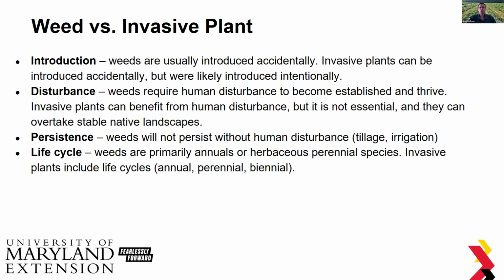Another thing is disturbance. Generally, ag and garden weeds require some type of human disturbance to become established and thrive. Invasive plants certainly can benefit from this disturbance, but it's not essential. Again, they do have the ability to outcompete native plants in natural areas. Persistence. Most garden weeds, ag weeds will not persist without some type of human disturbance, such as tillage and irrigation. And life cycle. Ag weeds are primarily annuals and herbaceous perennial species. Invasive plants tend to have different life cycles. They can be annual, perennial, or biennial species.